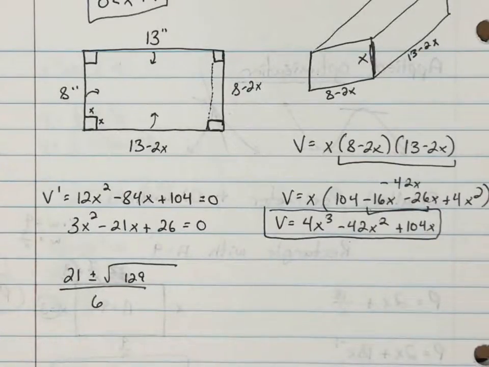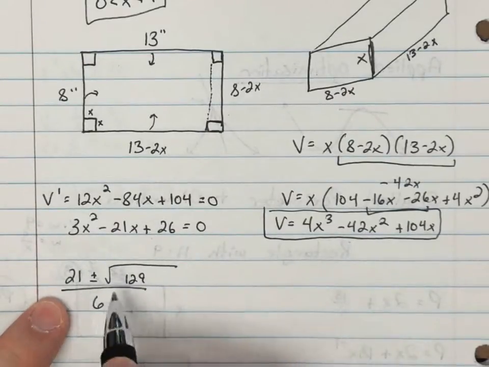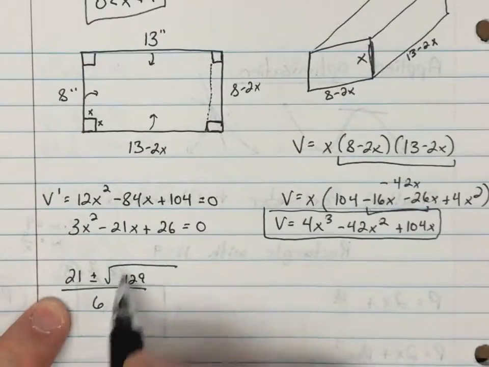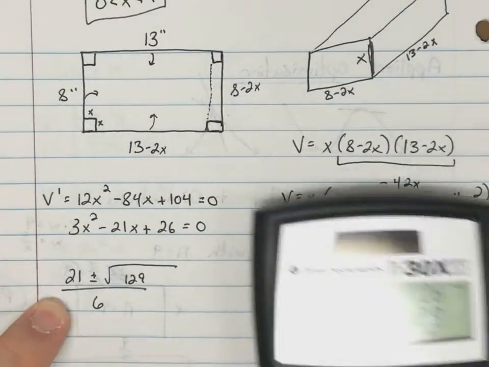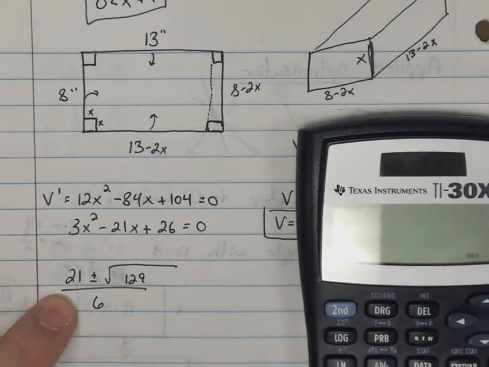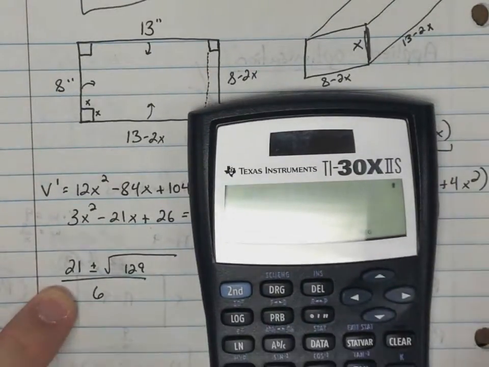I don't know that you're going to get 2 different answers here. You might just get one, because sometimes you'll have like 21 minus. If you do a square root there and you get a negative, x can't be negative. You can throw that answer out. This one, well, you know what, I can already look ahead and I know why, but this one will give you 2 answers. So we got 21 plus root 129. Let's do that one first. I'm getting a little bit of a glare.